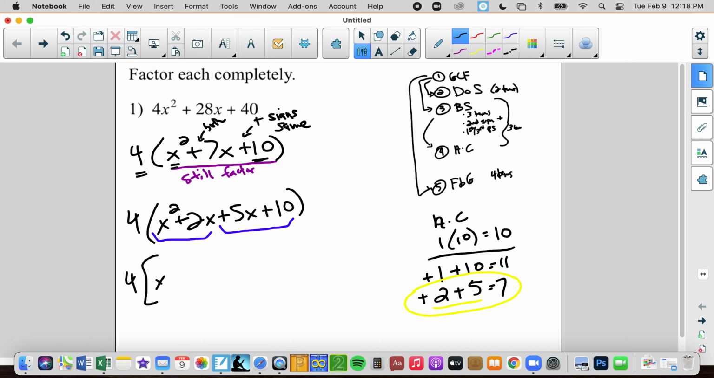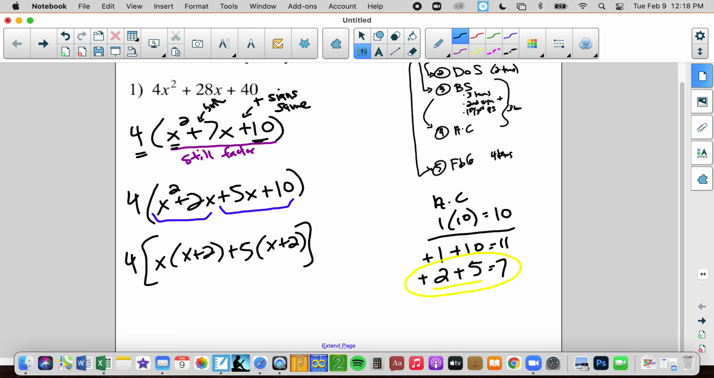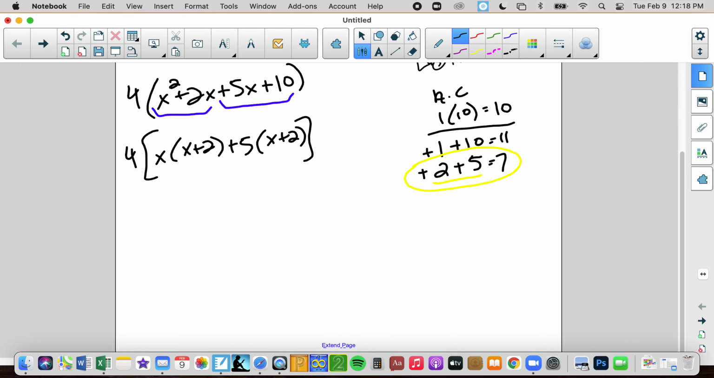So the first two I can factor out an x and I get x plus 2. Second two I'm going to factor out a 5 and I get x plus 2. You want to get so good at this that you can look at that and you can do the factor by grouping. Since they both have an x plus 2 in common, I know I did it right, and I'm going to pull that out, and that would leave me with x plus 5.